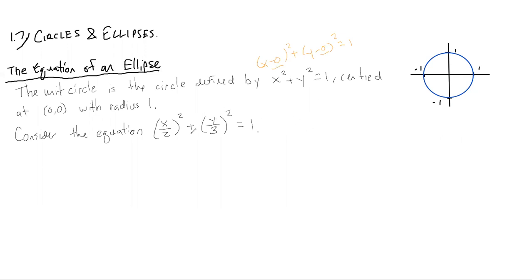So what we're going to look at now is this different equation. What you can see here is x over 2 squared plus y over 3 squared equals 1. So it's kind of similar to what we have up above there, but obviously a little messier with that division. So I'm going to go to the side a little bit. Let's say we solve for y.